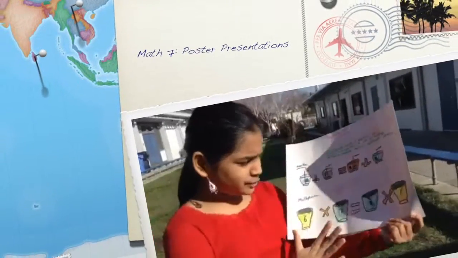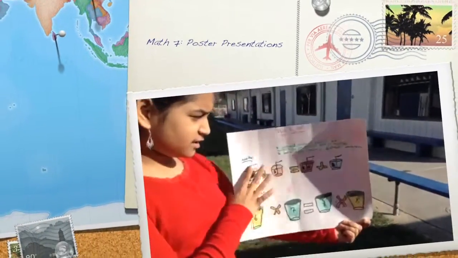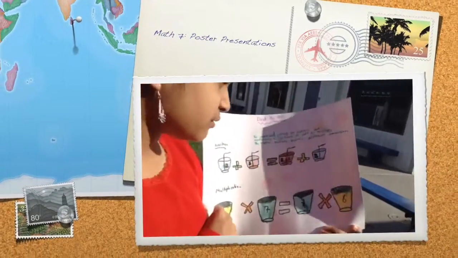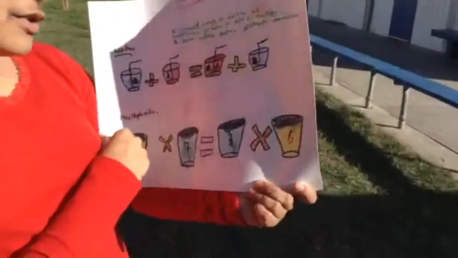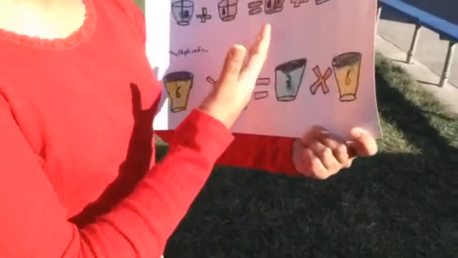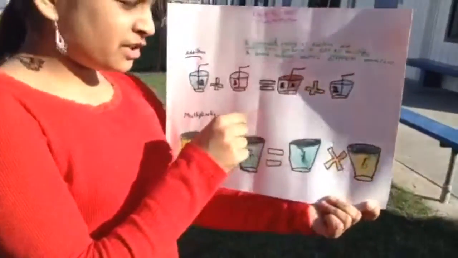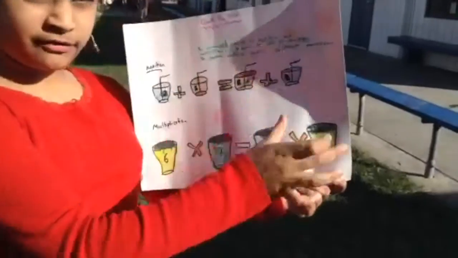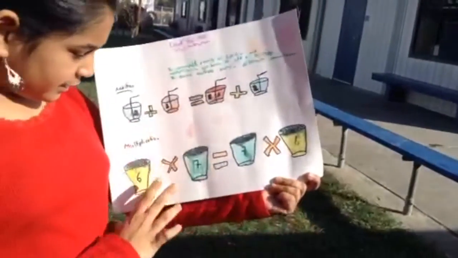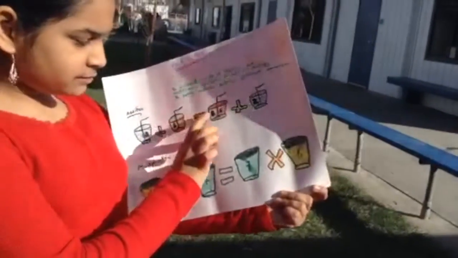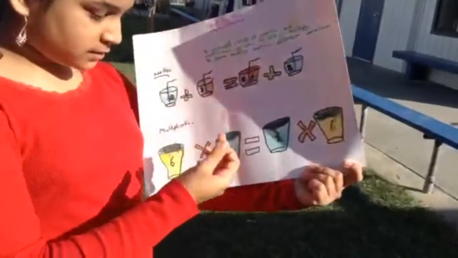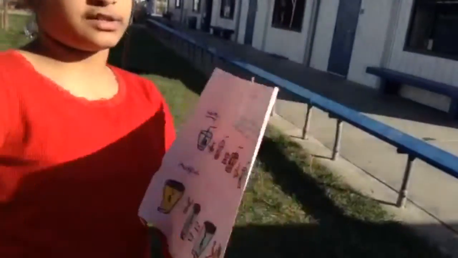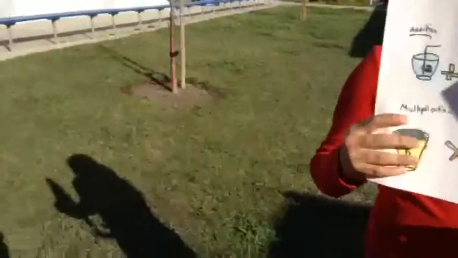Okay, so I did the commutative property. As you can see, for the commutative property of addition and multiplication, you have to add or multiply. The numbers are the same, but they're in a different order. So same thing here: 2 plus 3 equals 3 plus 2, and then 6 times 7 equals 7 times 6. So that's basically what I have.